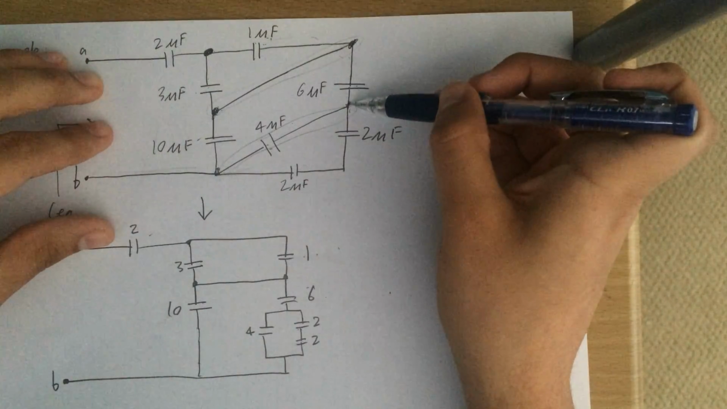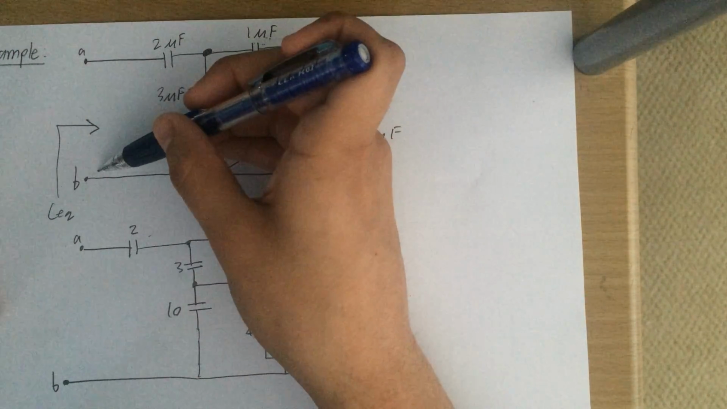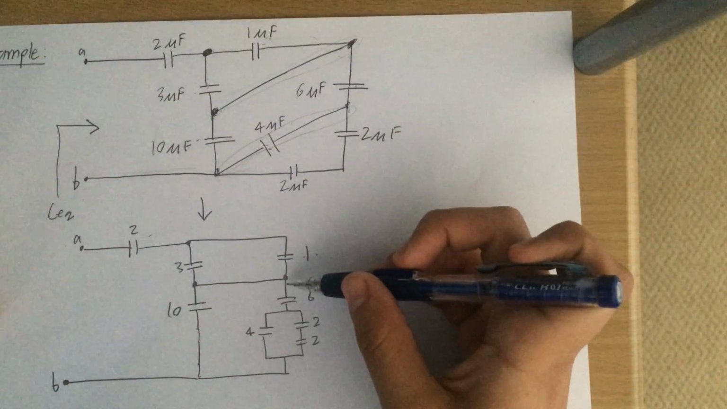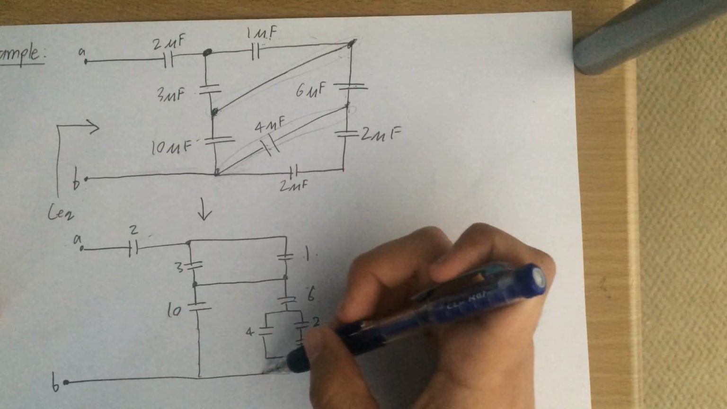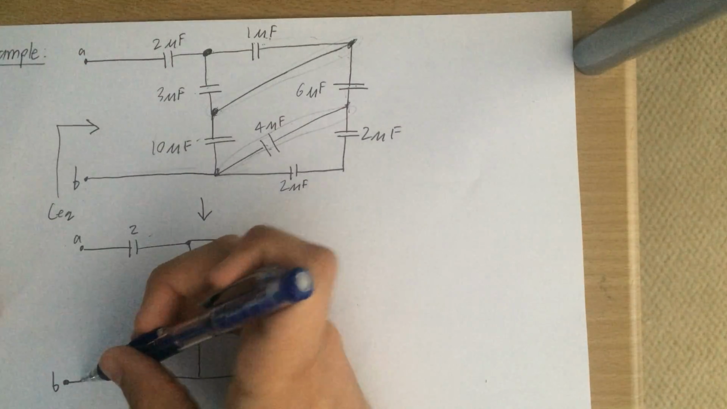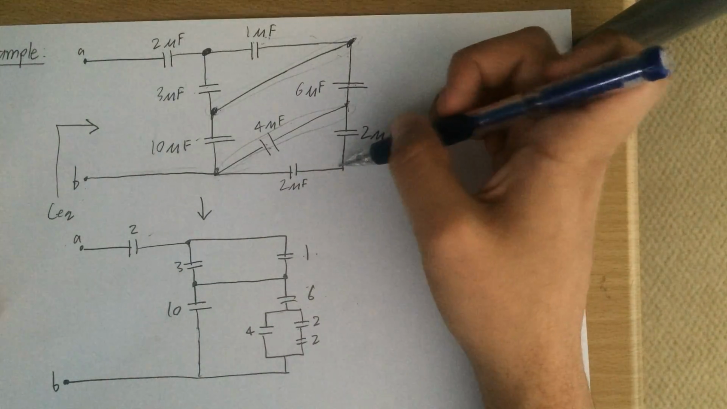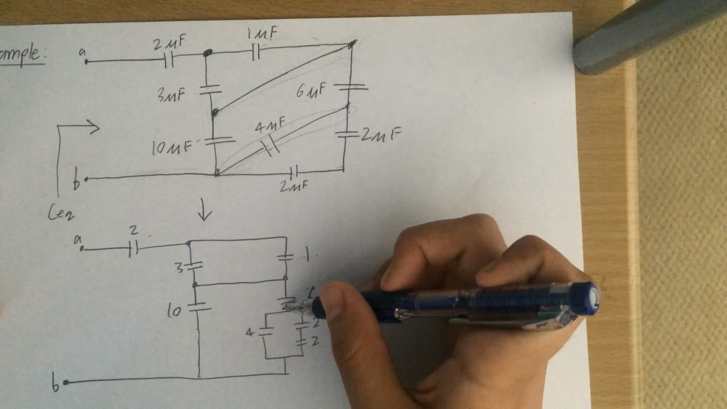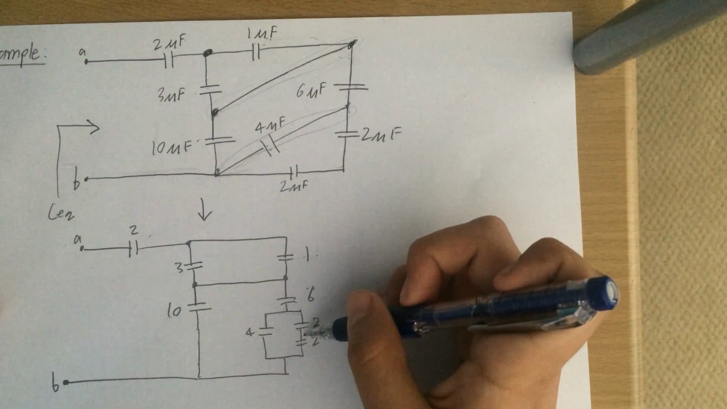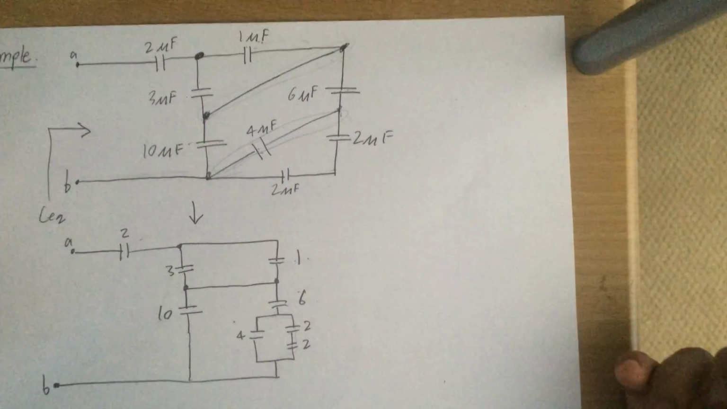You pass the 6 microfarad capacitor, you go through the 4, and then you go to terminal B, right? It's the same case here. You pass through the 6 microfarad, you go through the 4 microfarad, and you go through all this wire all the way to terminal B, okay? And here, you can also pass through the 6, then the 2, and go to terminal B. Same thing here. You pass through the 6 microfarad capacitor, then through the 2, and all the way to terminal B, right? So it's basically the same thing.